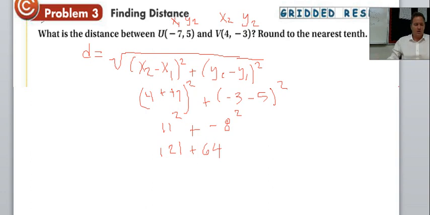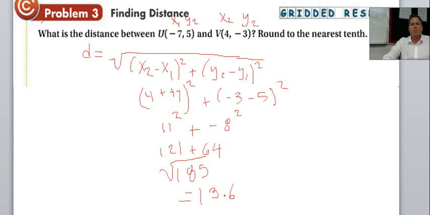So now on your calculator, if we add these two together, 121 plus 64 is going to be 185. And remember, we're taking the square root. I should have written square root on each of these. That's the step I was going to do, but the square root of 185. When we put this into our calculator right here, we are going to get 13.601. We're going to round to the 10th, so 13.6.